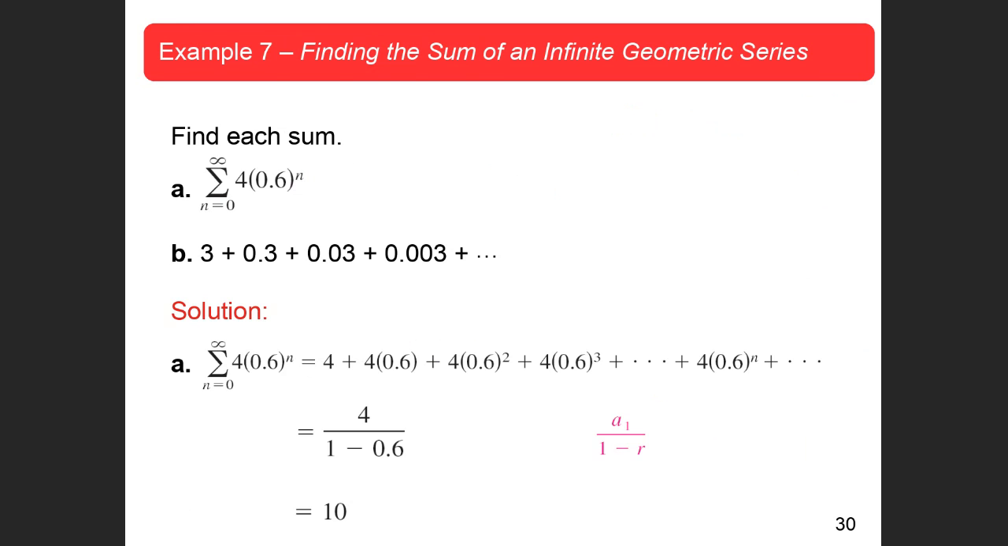So if I give you this problem, it says find the sum, n is equal to 0 to infinity of 4 times 0.6 to the n. Well, that tells me that my first term is 4. My R value is 0.6, so this is just 4 over 1 minus 0.6, which is 4 over 0.4, and 4 divided by 0.4 is 10. So if I added a zillion of these numbers together, the sum is going to be 10.